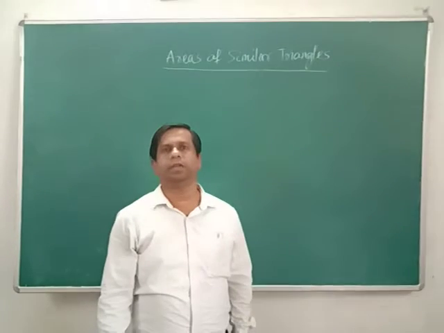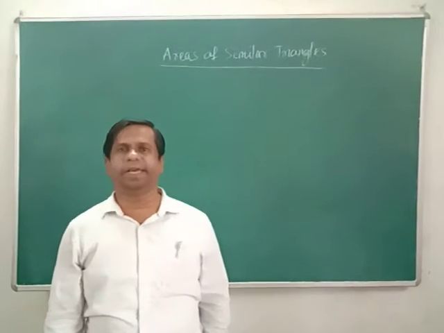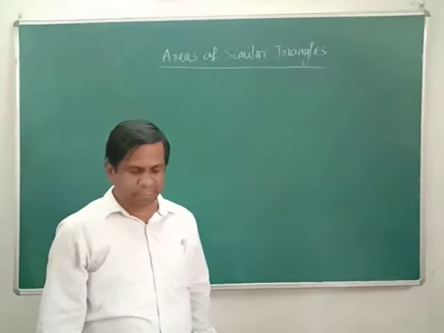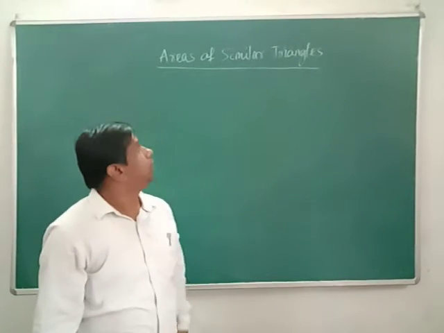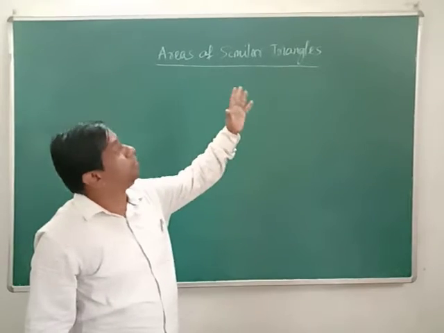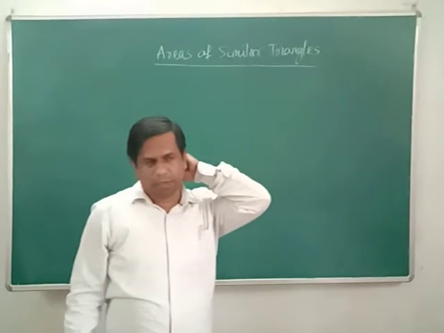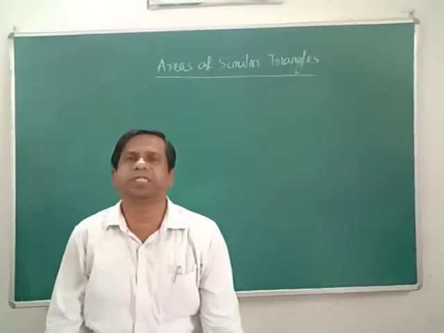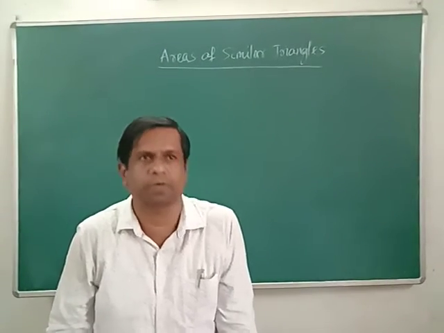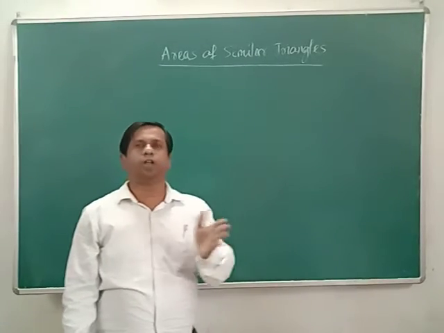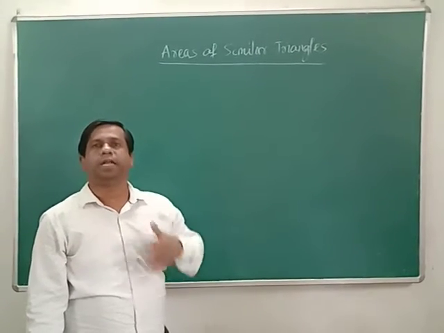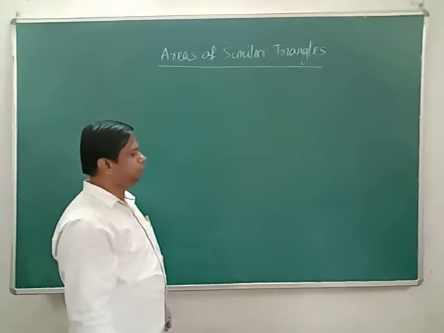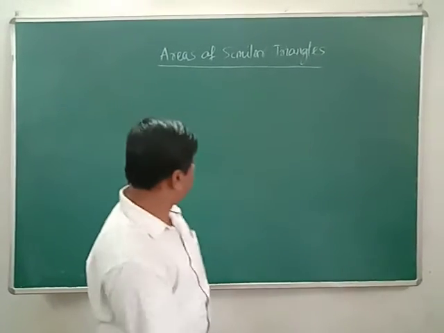An important session of class 10th mathematics chapter 6, that is triangles. Today in this session we will discuss the areas of similar triangles. We know that if two triangles are similar, then their corresponding sides are in the same ratio, and that ratio is also equal to the ratio of the perimeters. I told you this in the last session.